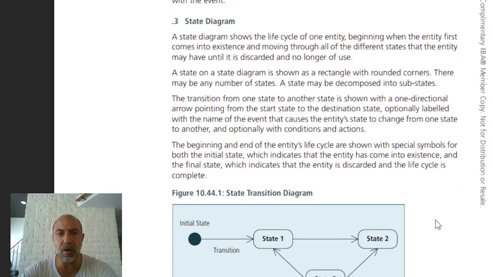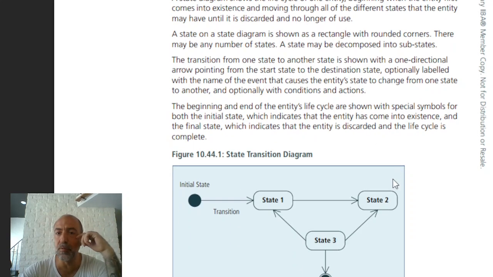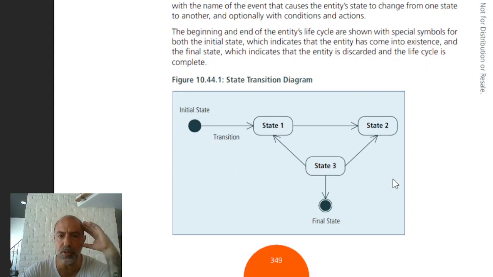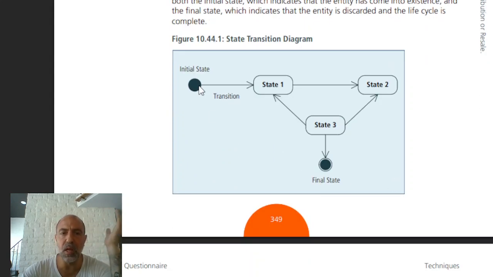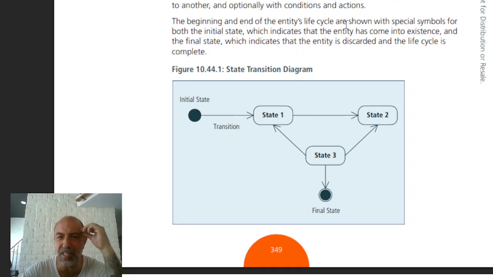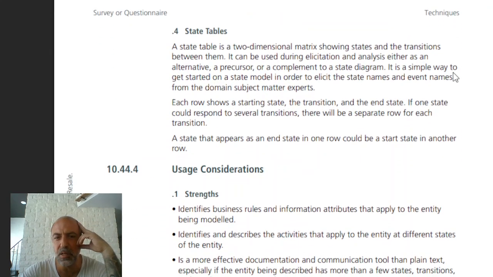We have a state diagram. A state diagram shows the life cycle of one entity, beginning with the entity first coming into existence and moving through the different states of the entity. This is the entity, state 1, state 2, state 3, final state. So state 1 goes to state 2, and then state 3 comes up. The beginning and the end of the entity's life cycle are shown with special symbols for both the initial state and the final state.